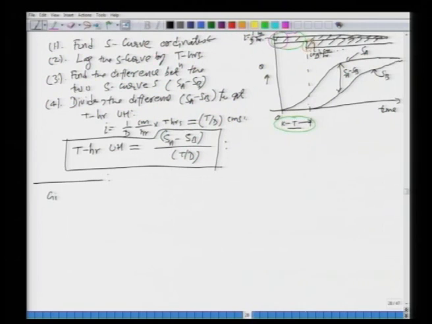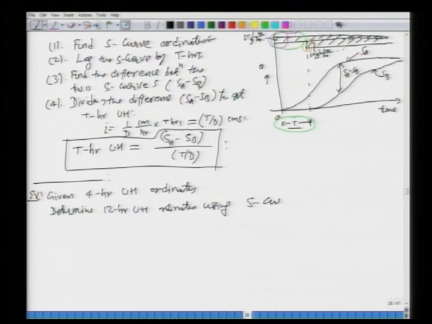So, this is an example I am looking at: given a 4-hour unit hydrograph's ordinates, which are given to us, we have to determine a 12-hour unit hydrograph ordinate using the S curve. You see that in this case n is actually an integer, but we are going to demonstrate the use of the S curve method for the conversion of the duration of this unit hydrograph. I am not copying the data here, I will do that directly on the next page.